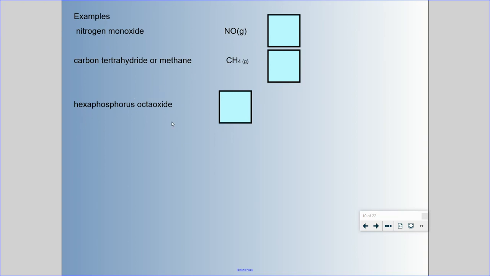Hexaphosphorus octaoxide. What's my first element? Phosphorus. Does it have a prefix? Yes. So I'm going to start by writing the P and then adding the number beside it, which is 6 for hexa. Octaoxide. Oxide being oxygen. What is its prefix? Octa, which is 8. Add some sort of state behind it.